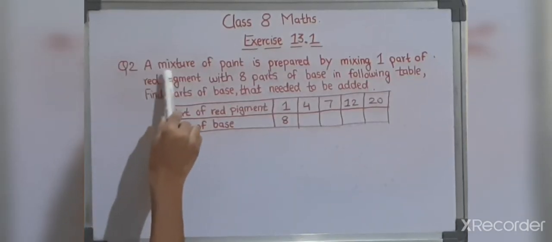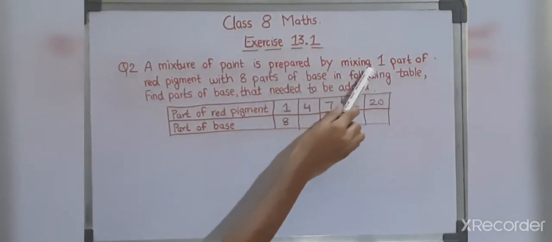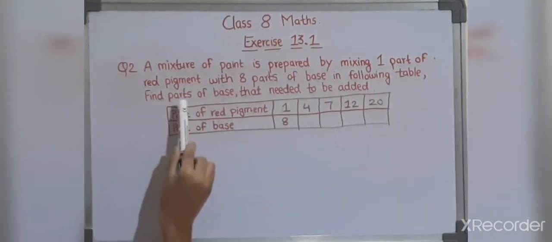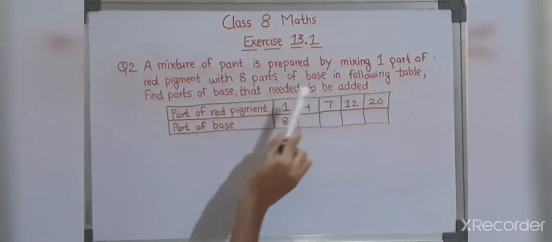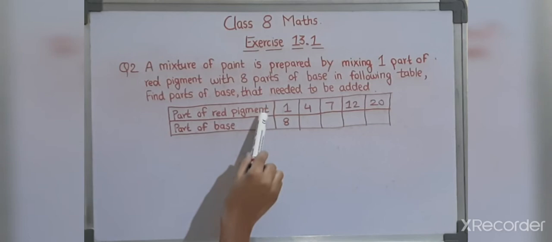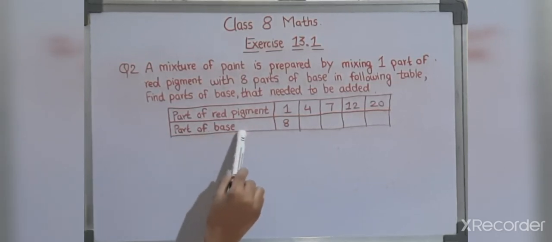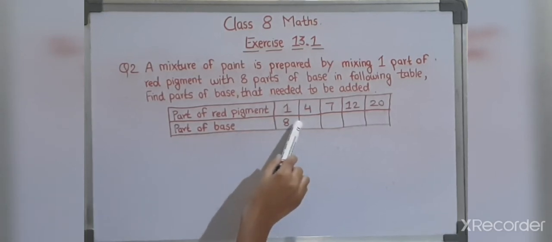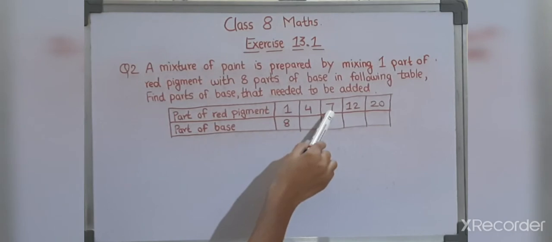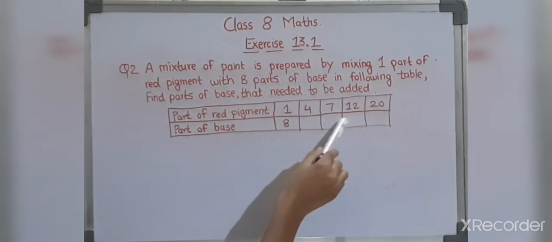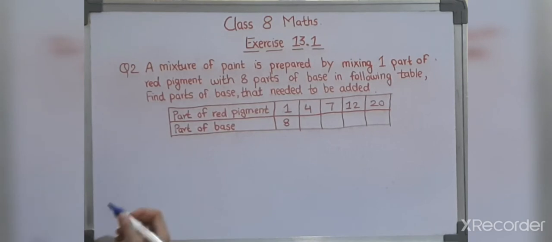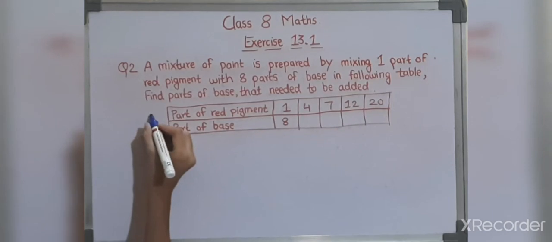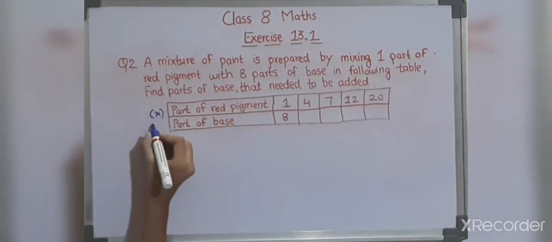Question number 2. A mixture of paint is prepared by mixing 1 part of red pigment with 8 parts of base in the following table. Find parts of base that needed to be added. Parts of pigment, red pigment is 1 and part of base is 8. Part of red pigment is 4 and we need to find part of base. Here part of red pigment is 7, 12, 20 and here we need to find the base. So as we know that here a part of red pigment can be assumed as x and part of base can be taken as y.